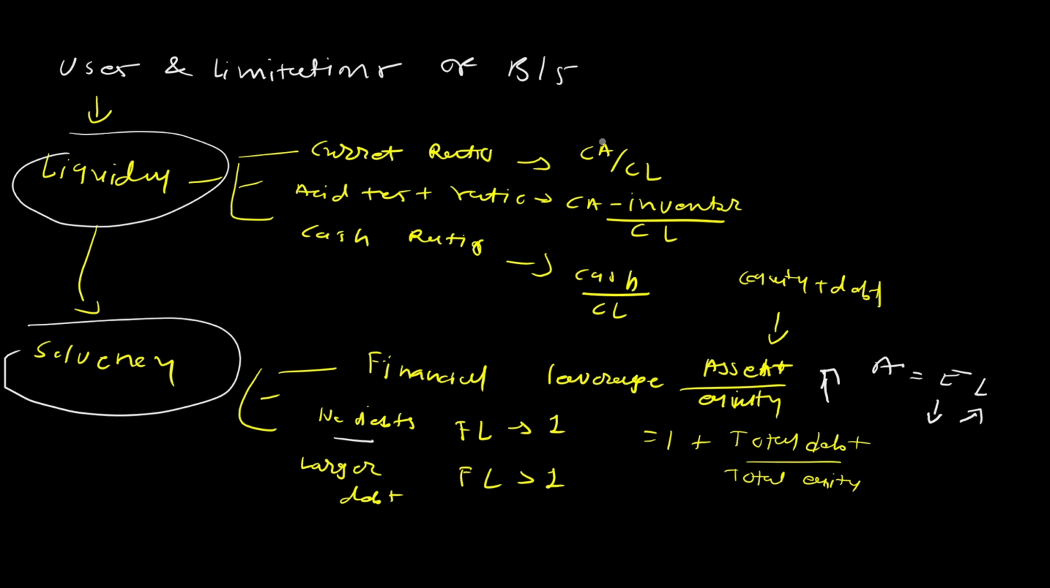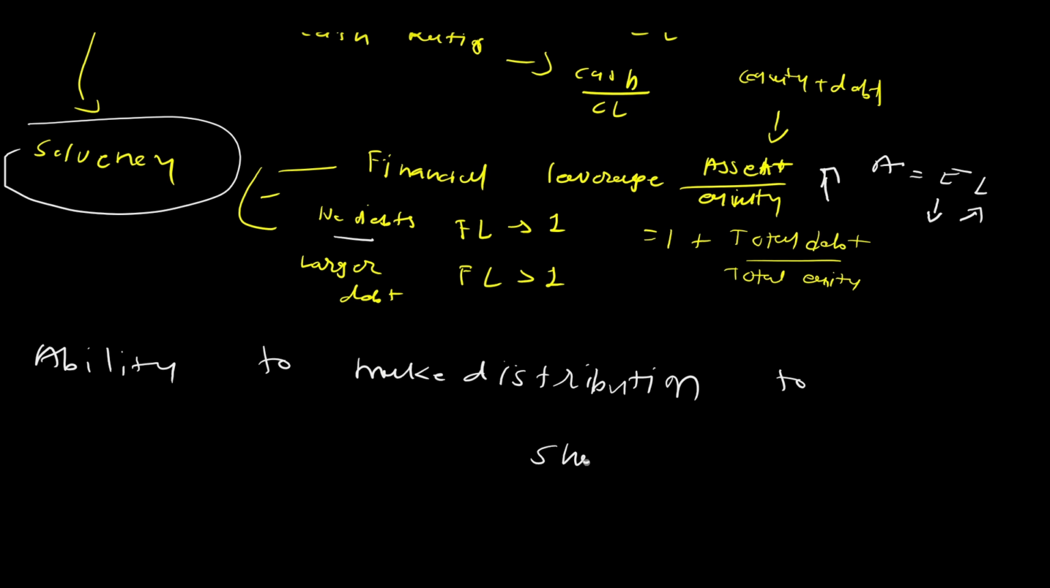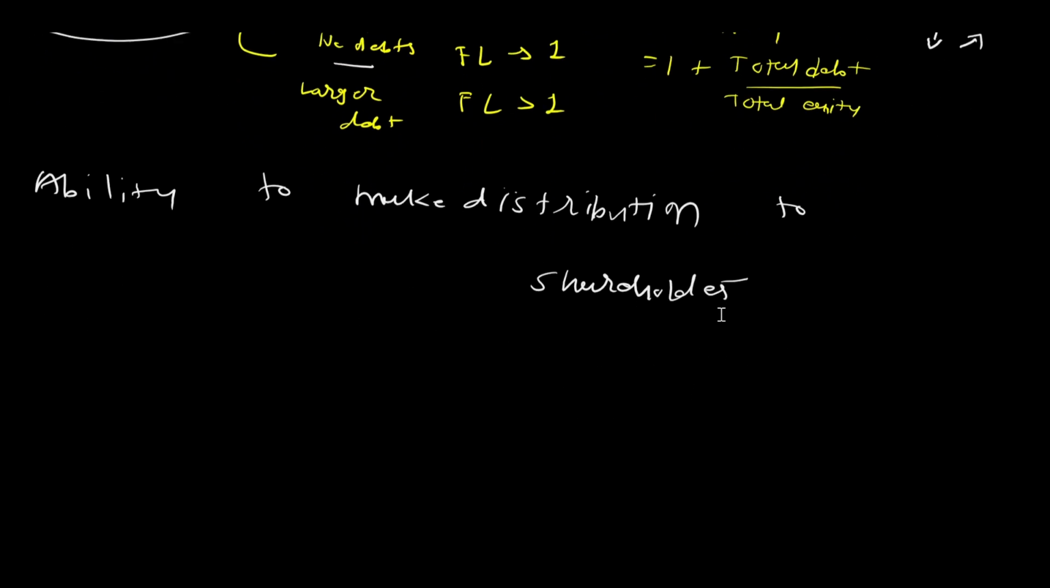Now the main motive of the balance sheet is that it shows the ability to make distribution to shareholders. The company's balance sheet shows how much the company's ability is to make distributions to the shareholders.